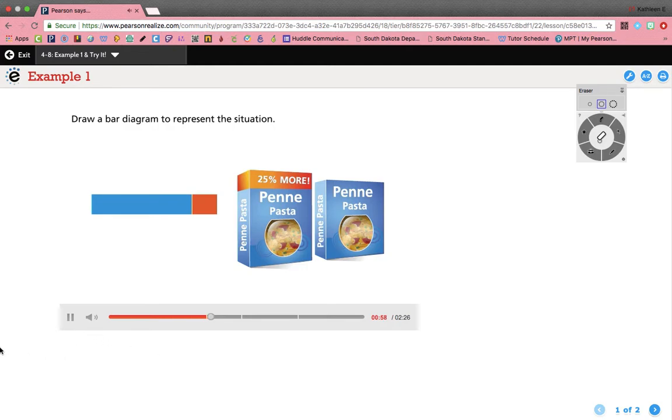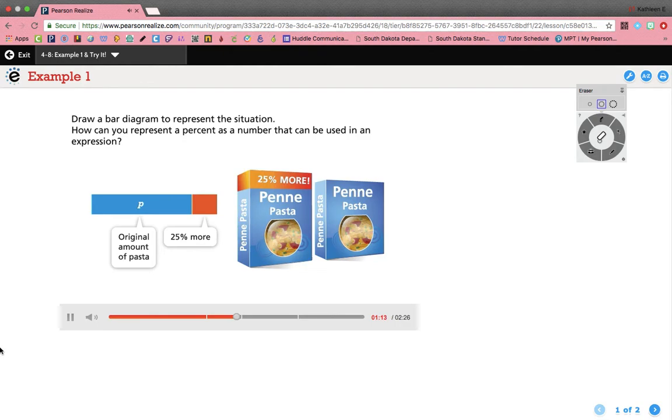The blue part of the bar represents the original amount of pasta. We'll label it P. The red part of the bar represents the extra pasta, 25% more. How can you represent a percent as a number that can be used in an expression?